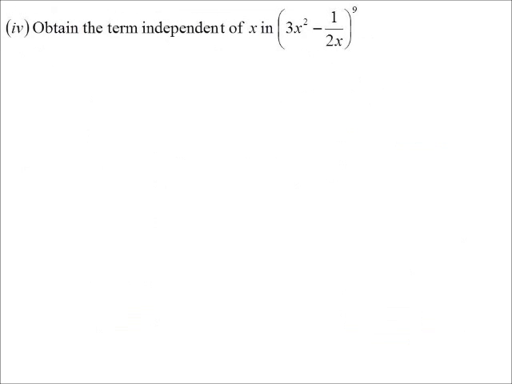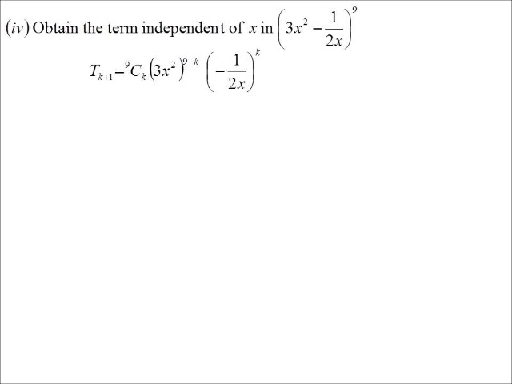Going to find the particular term that's independent of x. Well, independent of x is just another way of saying we want x to the power of 0. Because if x is to the power of 0, it would be 1. The x would disappear. So once again, I'll start with the general term. So now each term will be in the form, in this case, 9Ck. The second term, negative 1 on 2x, will be to the power of k. So therefore, 3x squared will be to the power of 9 minus k.